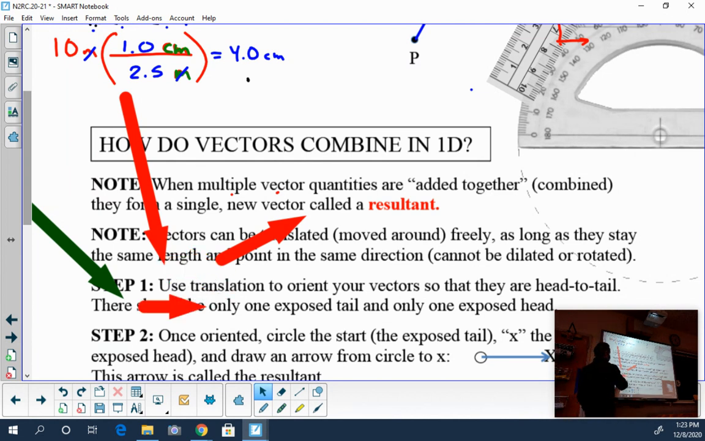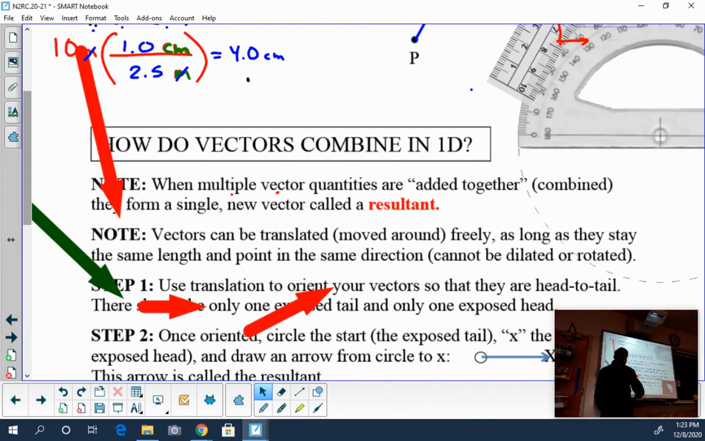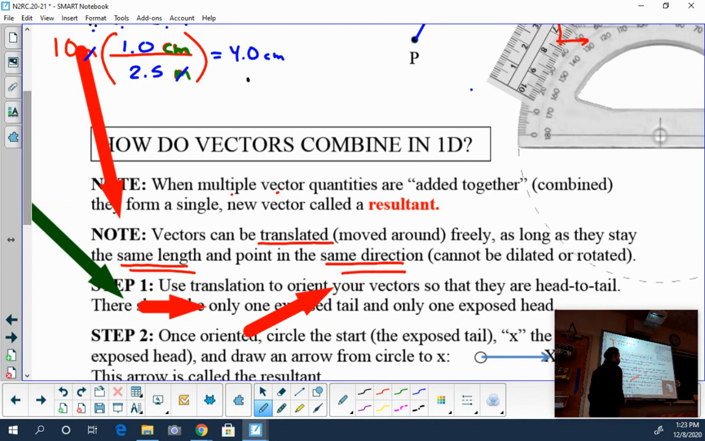So this process of moving them around, just like in math class, this is called translation. But the key is they must remain the same length and point in the same direction. Changing length, by the way, from math class, we call that dilation. Changing direction in math class, we call that rotation. You must keep the length and direction for, of course, the reason that length tells you the magnitude, direction tells you the direction. So if you change the length, then it's not 35 meters anymore. If you change the direction, then it's not west anymore. So you have to try to maintain.